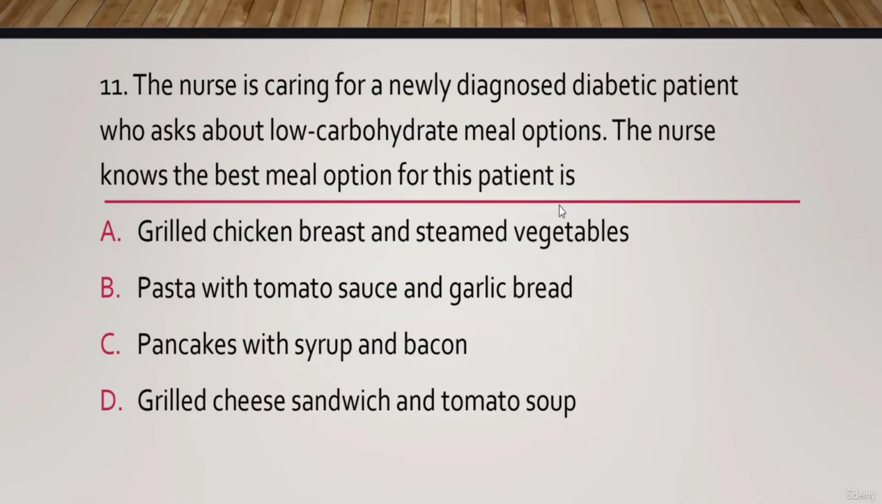The nurse is caring for a newly diagnosed diabetic patient who asks about low carbohydrate meal options. The nurse knows the best meal for this patient is. Again, let's have a look. I would highly recommend number A because it's full of protein and vegetables. That's it. If you look at other options, then you see there's carbs, pancakes do have carbs. You don't want grilled cheese because, again, depending on the patient. But again, the best option here would be A. If they asked you for two options here, I would go for A and D because these options are high in protein and high in lipids.